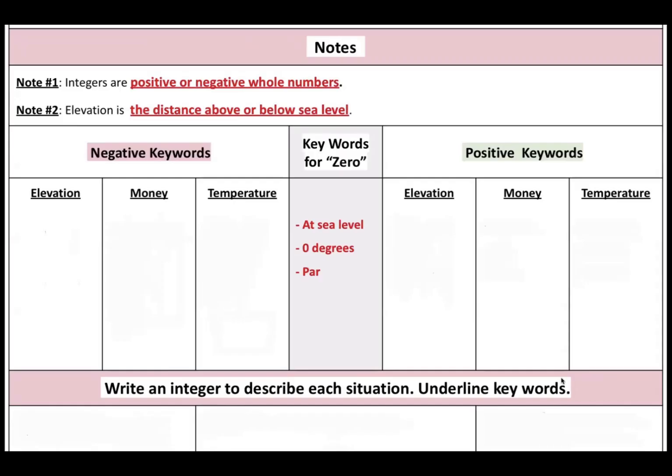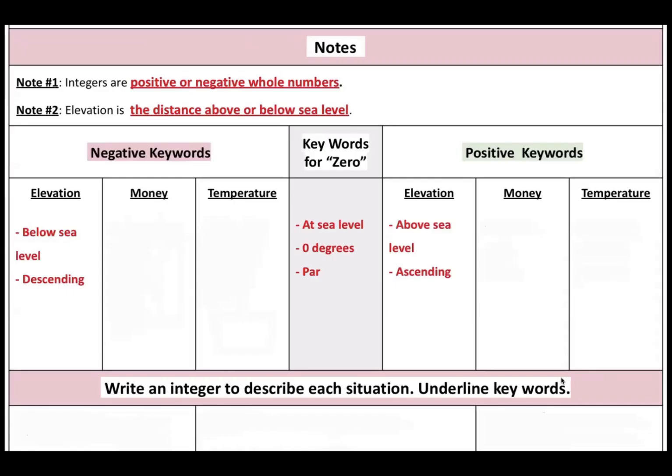So now let's focus on elevation first, under negative. Some key words for elevation that are negative are below sea level and descending, going down. Elevation positive keywords are above sea level and ascending, going up. Remember, you can always pause the video if you need more time.